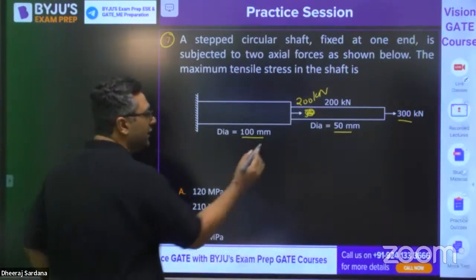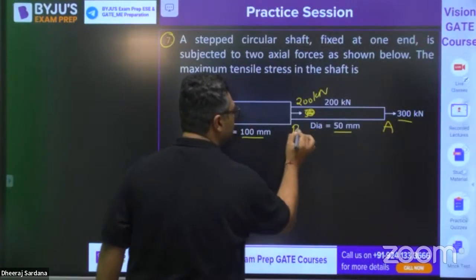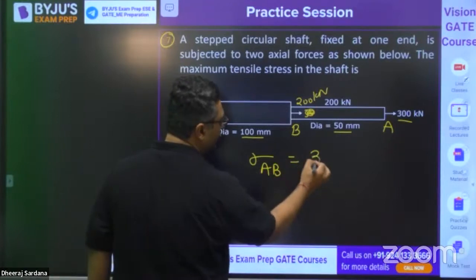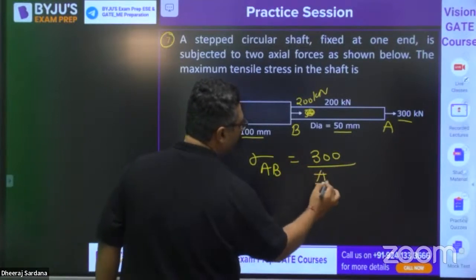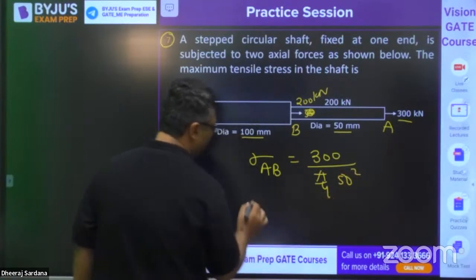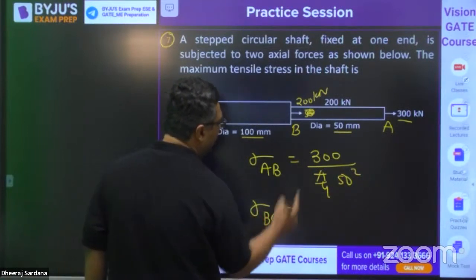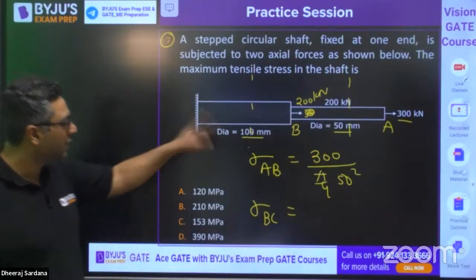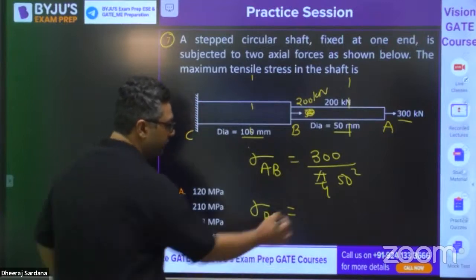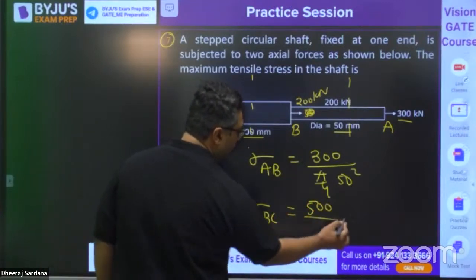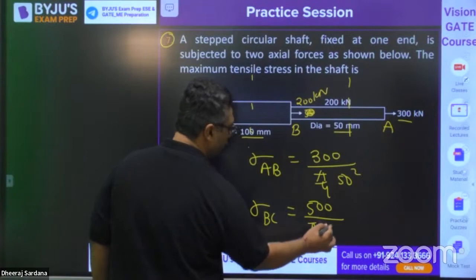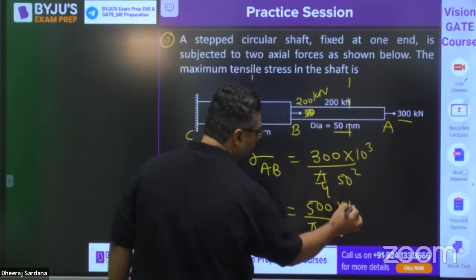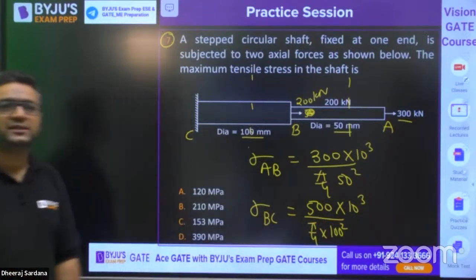I feel you know that if we say this member is A, this member is B, this member is C, then you can write the stress in AB member will be equal to 300 divided by pi by 4, 50 square. And when you write sigma BC, you will get 300 plus 200, method of section. Everybody remember? To the right hand side, 200 plus 300, 500. So it is 500 divided by pi by 4 into 100 square. And it is kilonewton, so you can also put 10 power 3. So guys, this is from simple stress and strain.